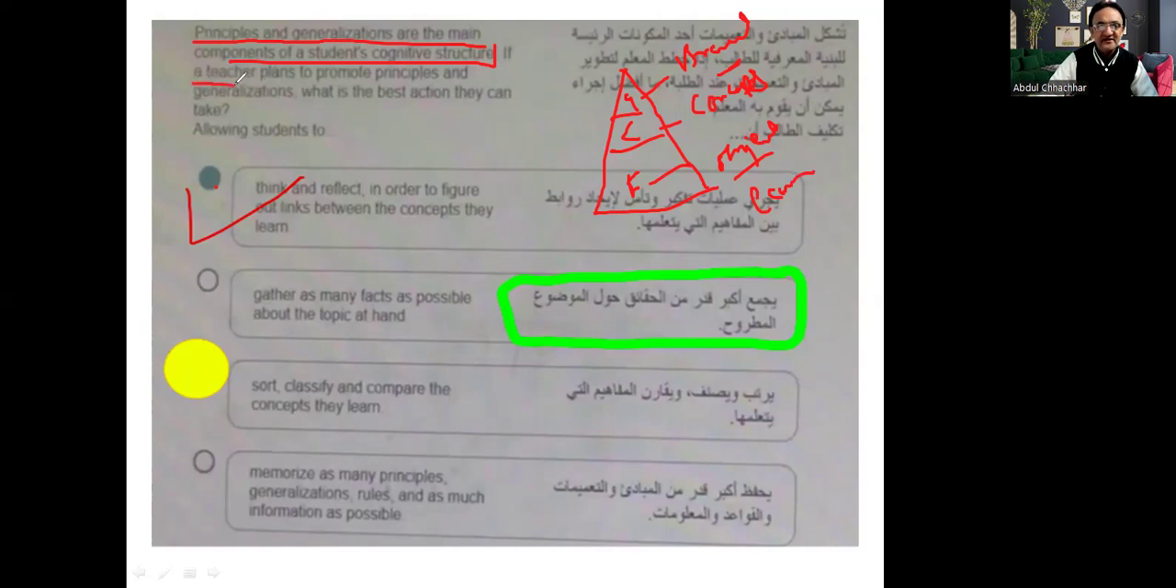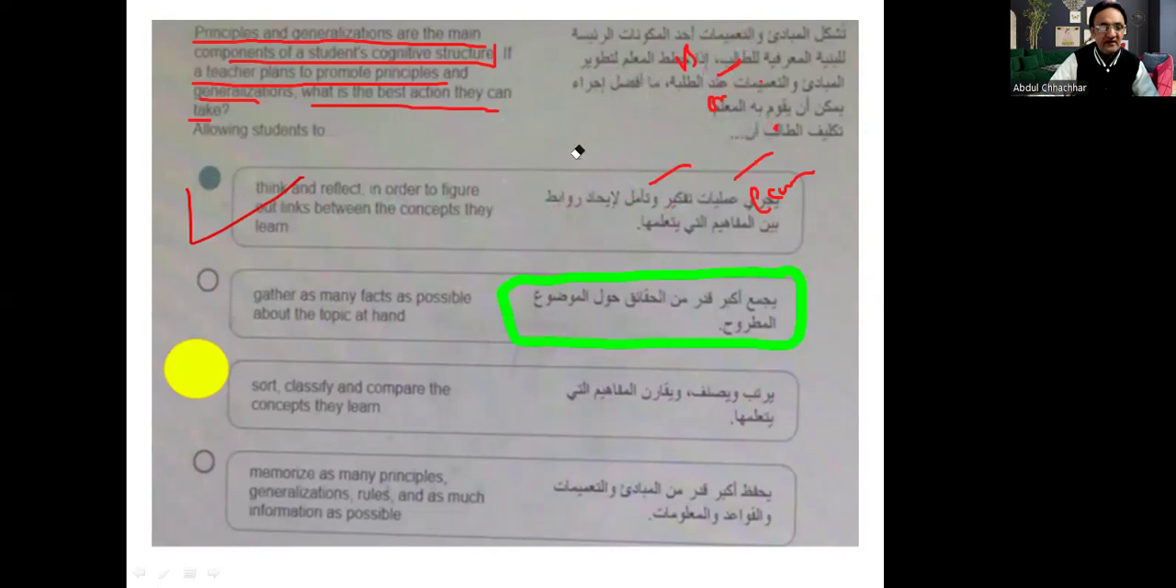So this is that a teacher plans to promote principles, generalizations. Principles are what? Facts. These are facts. What is the best action they can take now? Now, generalizations: when we are teaching the lessons, we have to think and reflect in order to figure out the links between concepts. When we are designing the curriculum, we are looking at the standards for sure, but we are narrowing down with the approach of the concept. So when we are planning, we choose concepts and align them in a scope and sequence, right? So the first option is the correct option.